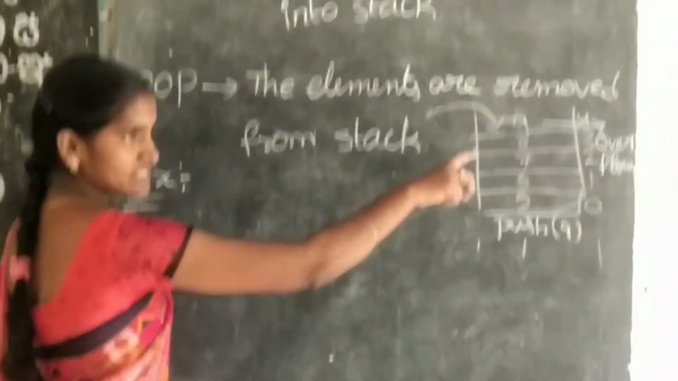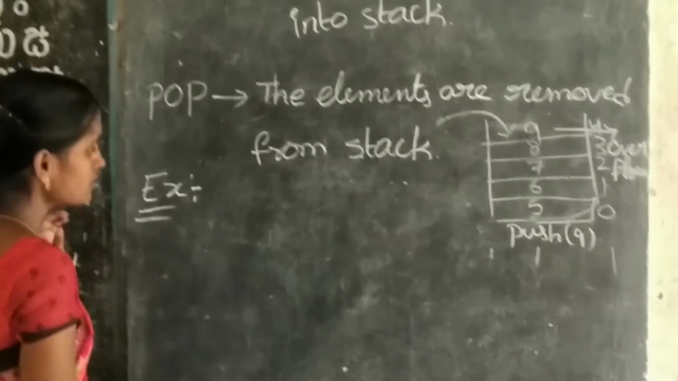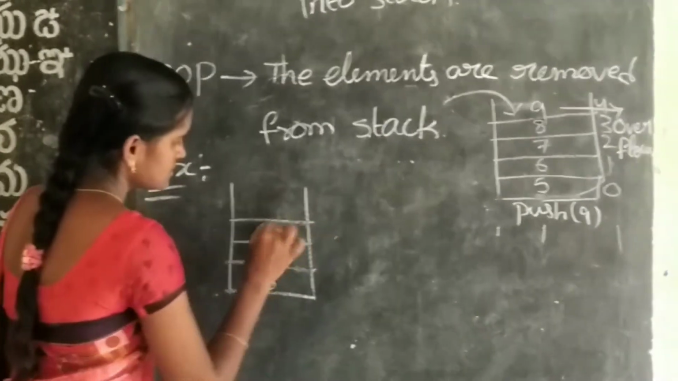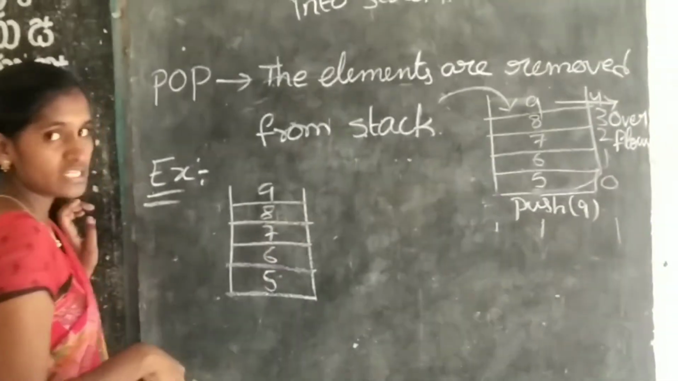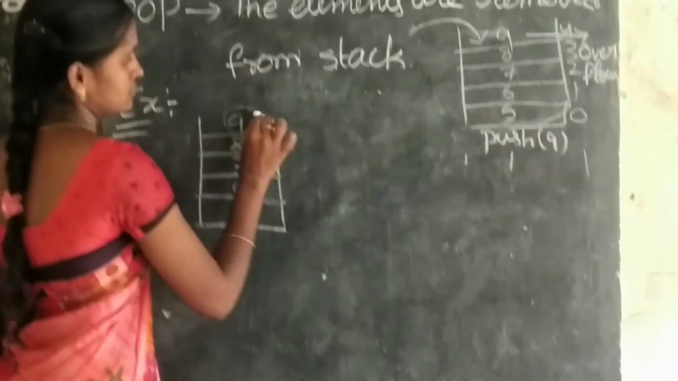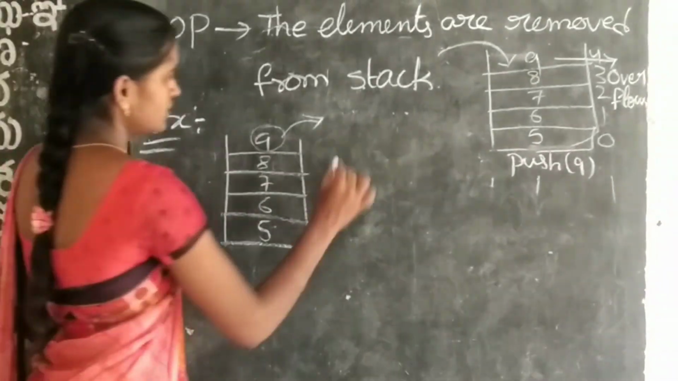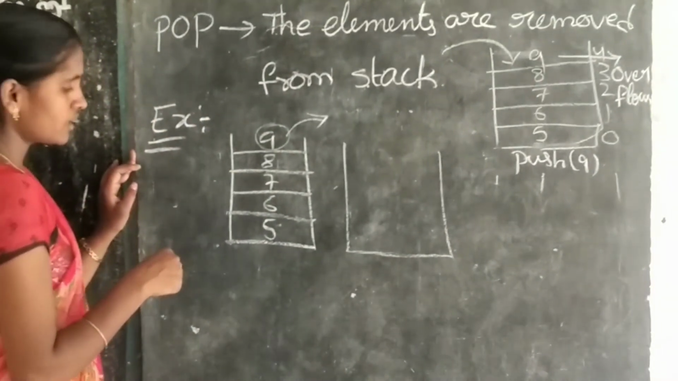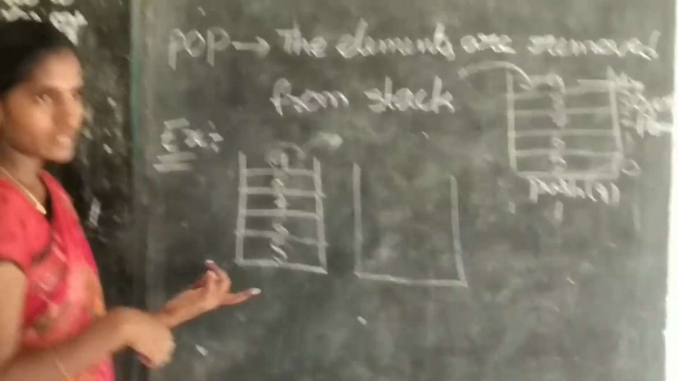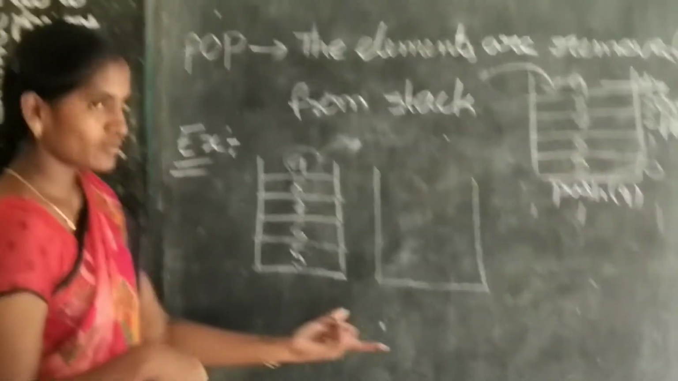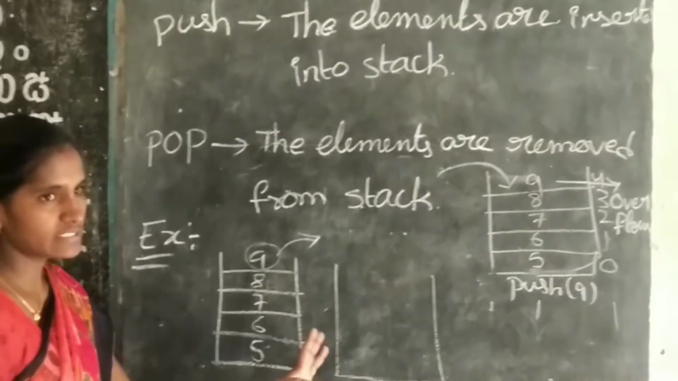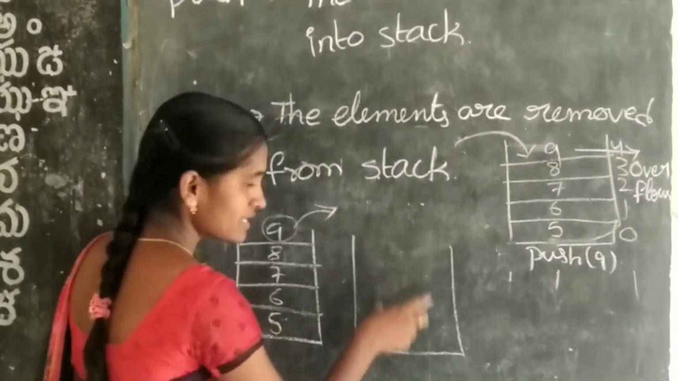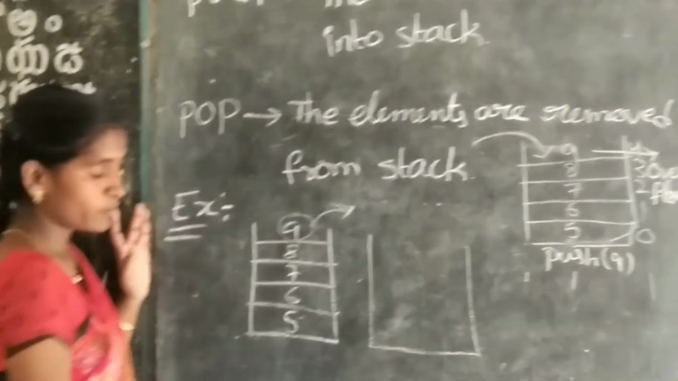Whichever element was inserted last in the stack is the one taken out in the pop operation, like this. Here we have 5, 6, 7, 8, 9. First, we want to delete the 9. After deletion, same as in the push operation, we update top equal to top plus 1, and next top equal to top plus 1, for each and every element. Here the process in the pop operation is also the same.